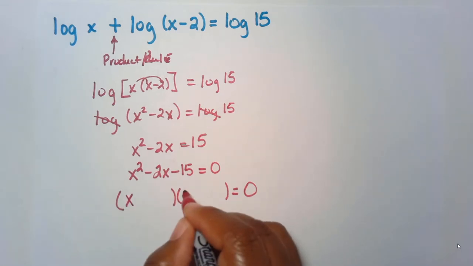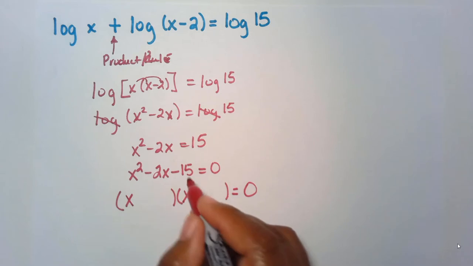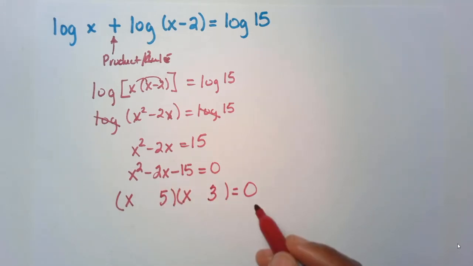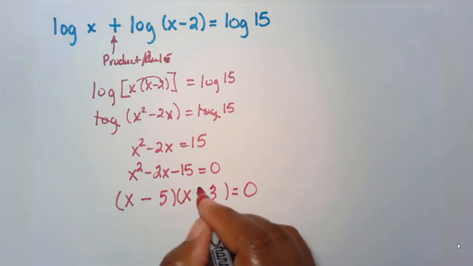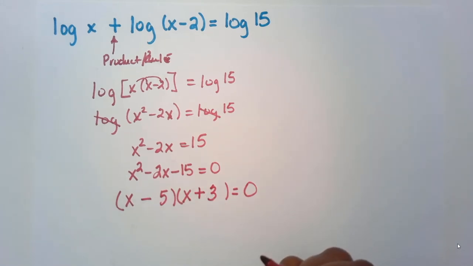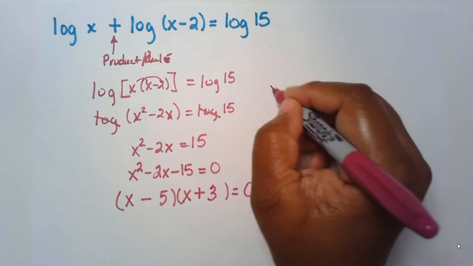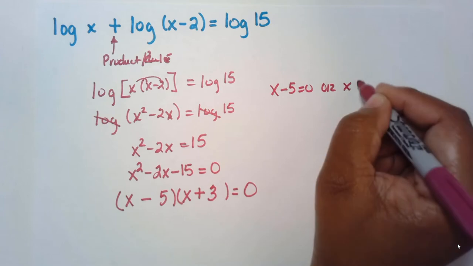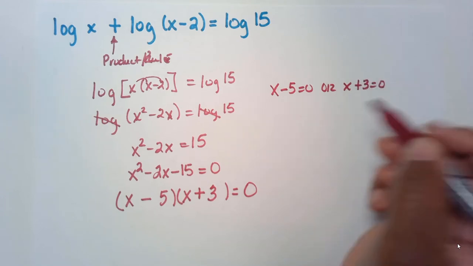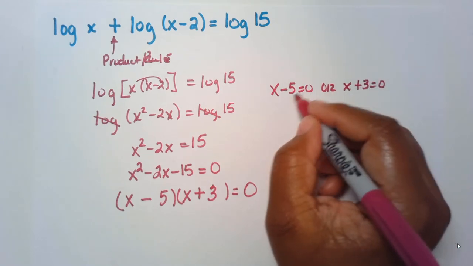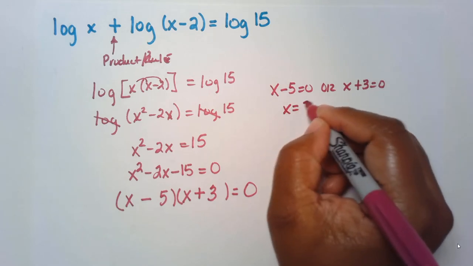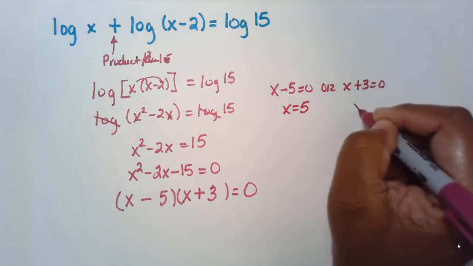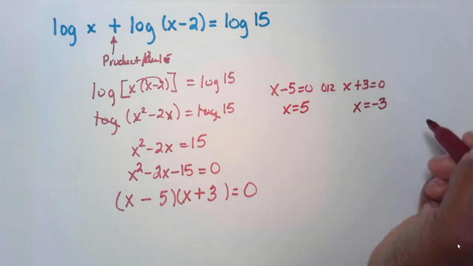So fill in the variable component. Factors of 15, we have 5 and 3, and we want negative 2, so the 5 is going to be negative, the 3 is going to be positive. Then we're going to set each factor equal to 0 and solve. So x minus 5 equals 0, therefore x is positive 5. x plus 3 equals 0, therefore x is equal to negative 3.